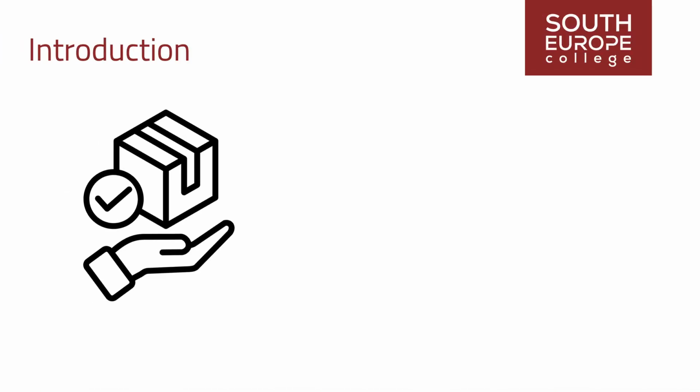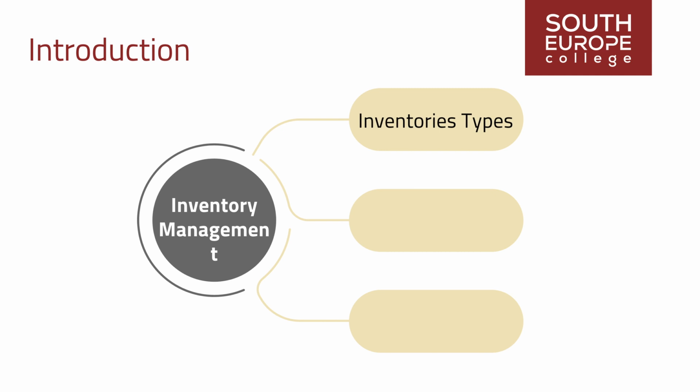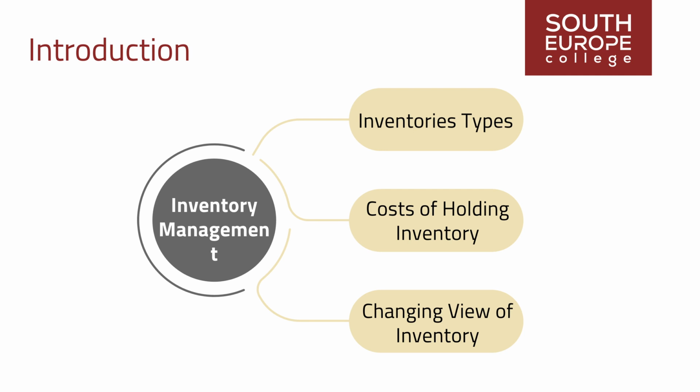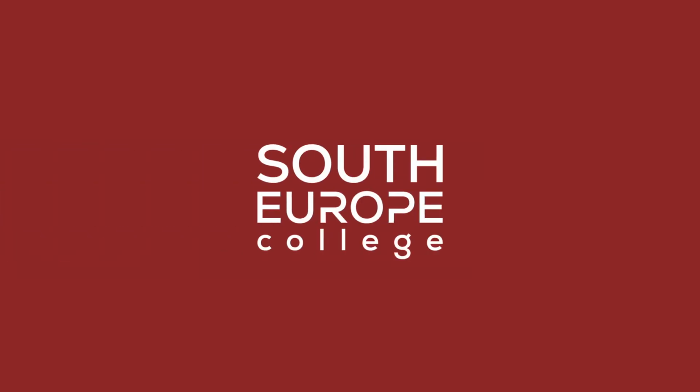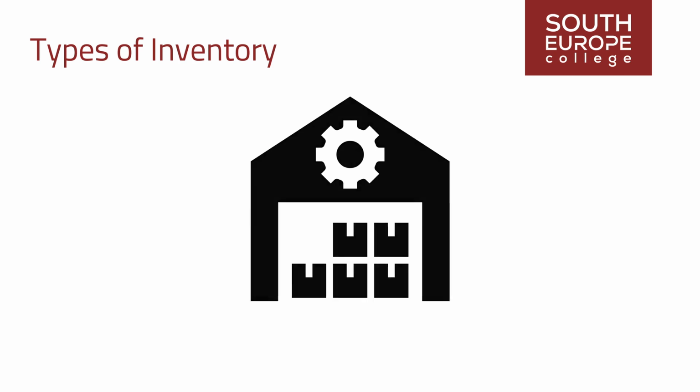The best place to start our discussion of lean supply chains is to comprehend the fundamental ideologies of inventory management. It discusses the different types of inventories, the costs associated with holding inventory, and the changing view of inventory as a financial and operating liability rather than an asset. Inventory represents the largest asset investment for most manufacturers, wholesalers, and retailers.